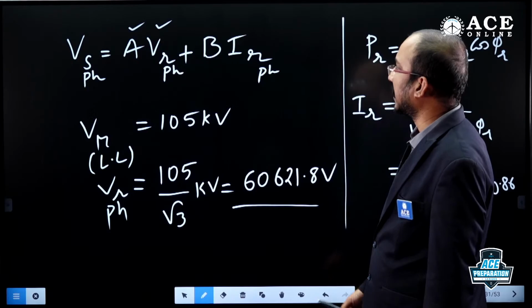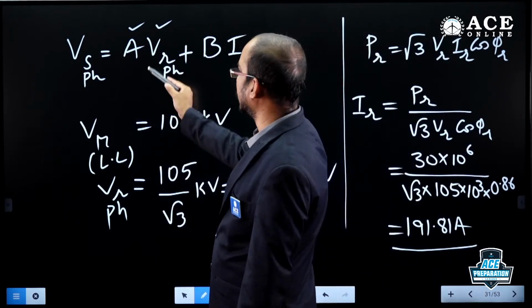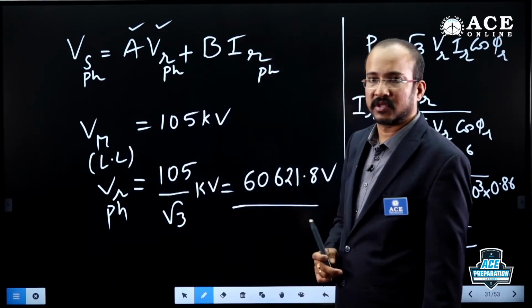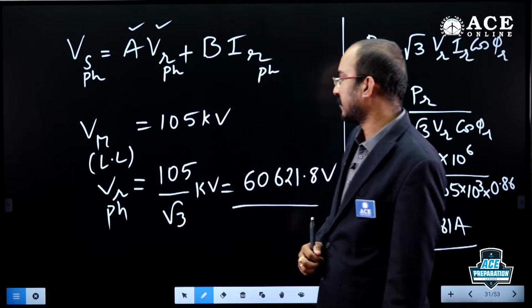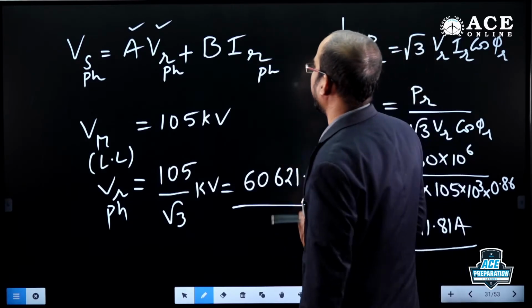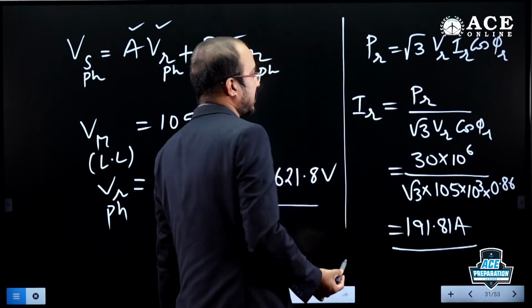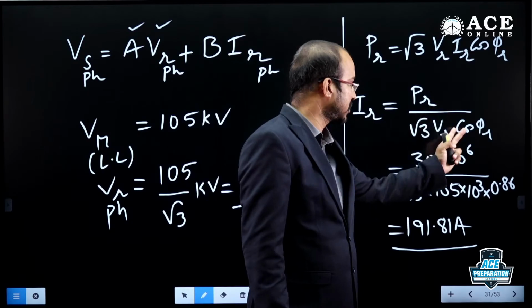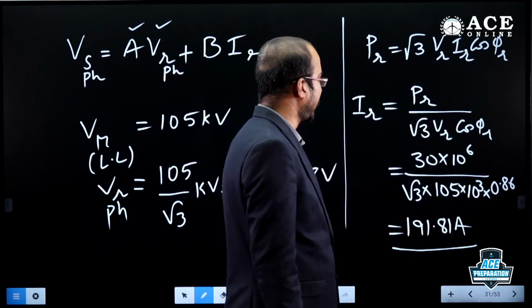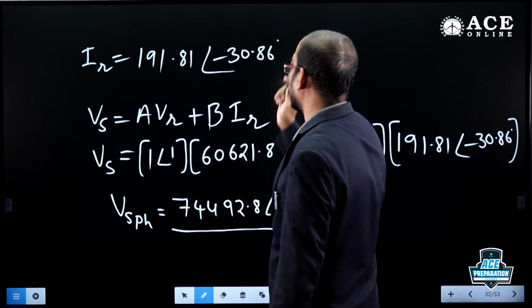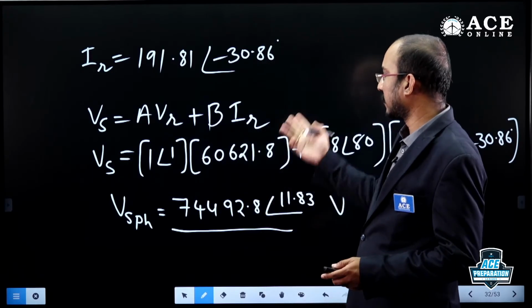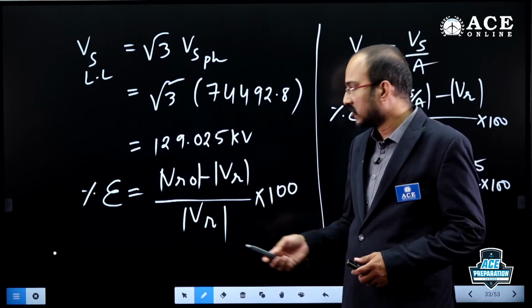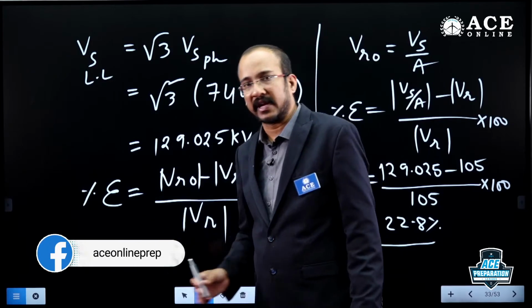So we can calculate the sending end voltage by using the two-port network equation, that is AVR plus BIR. So receiving end voltage is 105 kilovolts, that is line to line voltage. Calculate phase voltage, and still we need to calculate the receiving end current. Load parameters are given. PR given as 30 megawatt, VR given as 105 kilovolts, cos phi given as 0.86. So here we need to include the angle, that is the power factor, so minus cos inverse 0.86. So all values are known. We can calculate the sending end voltage phase value as well as line value.